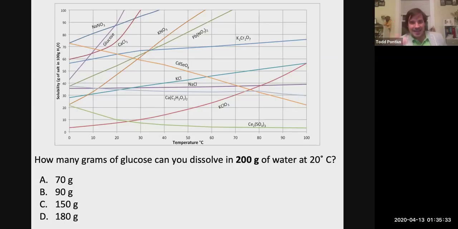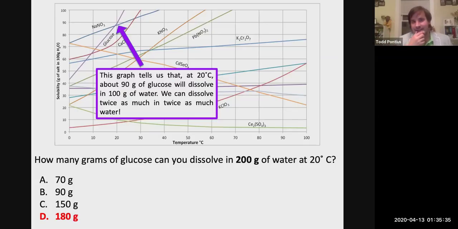You did it. The answer is 180. Notice that the question asks how much you can dissolve in 200 grams, while our y-axis says the solubility in 100 grams. If we go to 20 degrees Celsius and look up, you can dissolve about 90 grams or so of glucose in 100 grams of water at this temperature. If you have twice as much water, you can dissolve twice as much solute. So that's why the answer is 180.